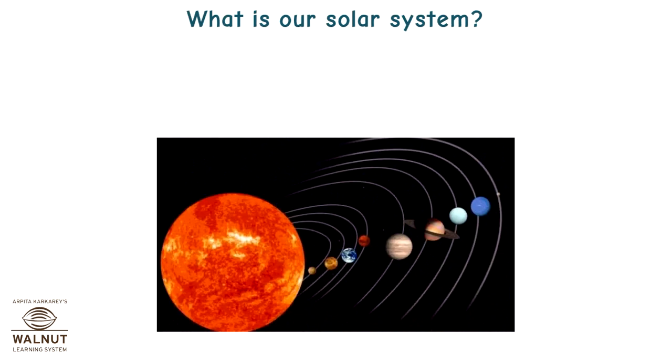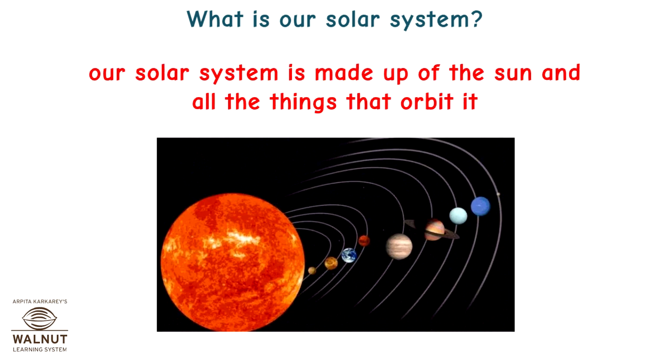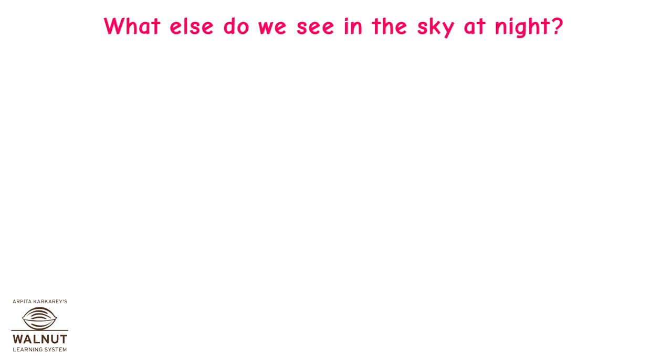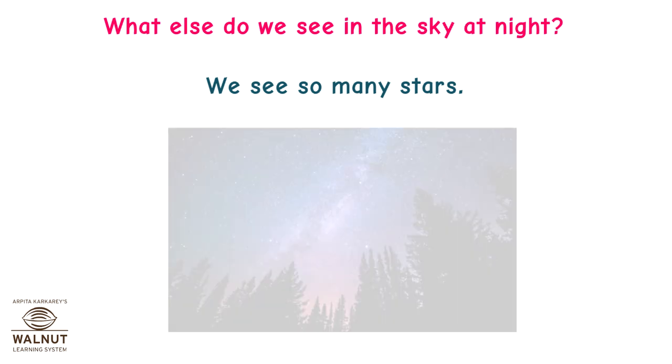What is our solar system? Our solar system is made up of the sun and all the things that orbit it. The planets, their moons, the comets, the asteroids, and whatever other matter there is that orbits the sun. What else do we see in the sky at night? We see so many stars.